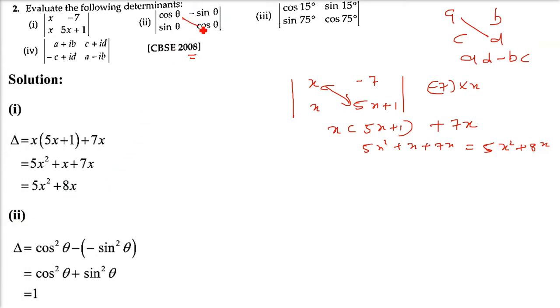Now the second one we are taking. Cos theta into cos theta is cos square theta. Then we have negative minus sin theta and sin theta, which is minus sin square theta. So minus minus will become plus, so minus sin square theta. You know sin square theta plus cos square theta is 1. That is equal to 1.